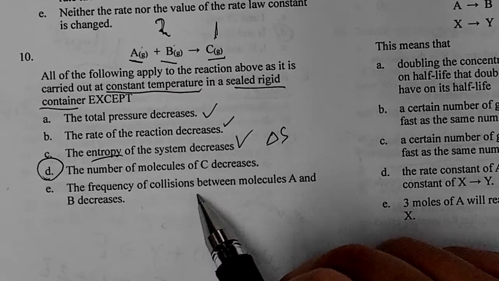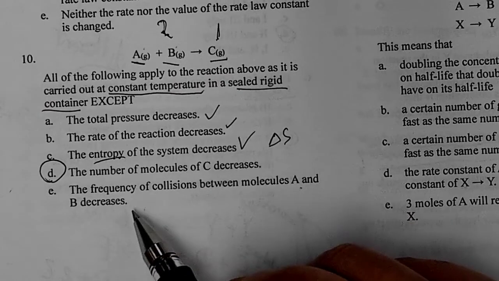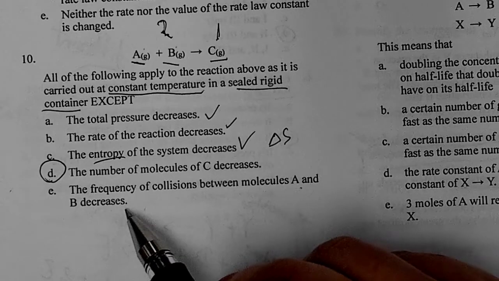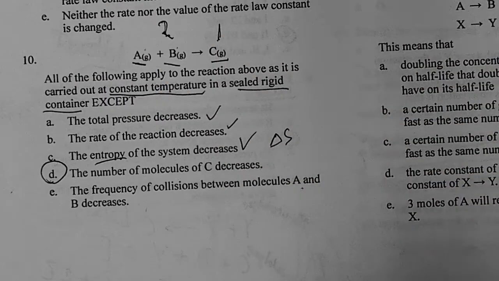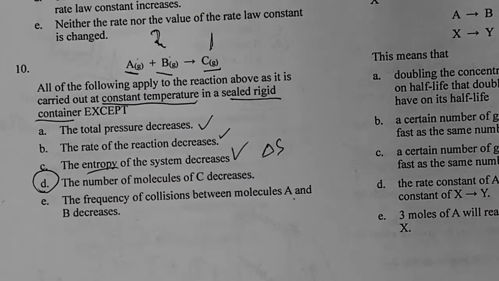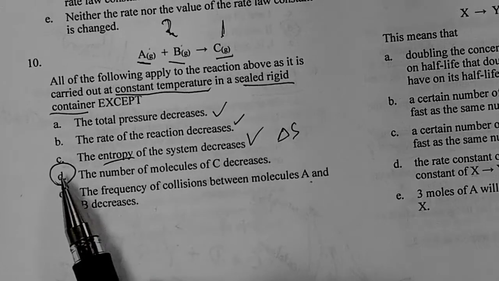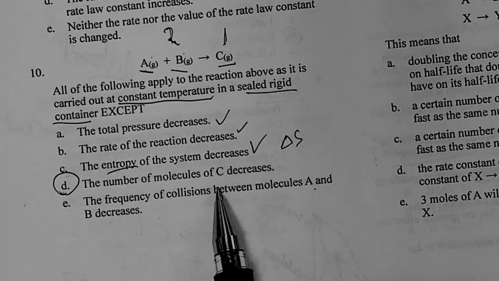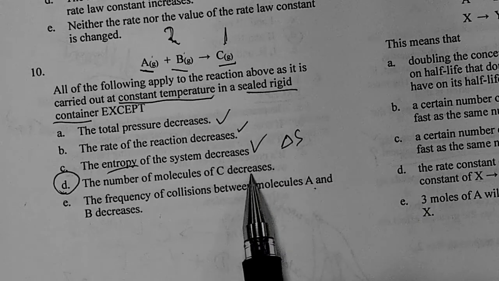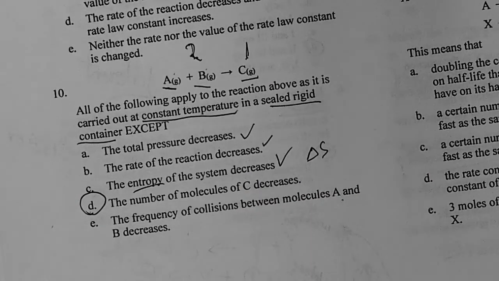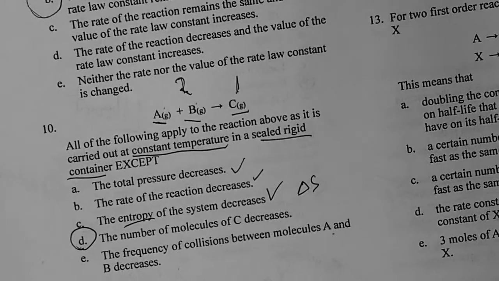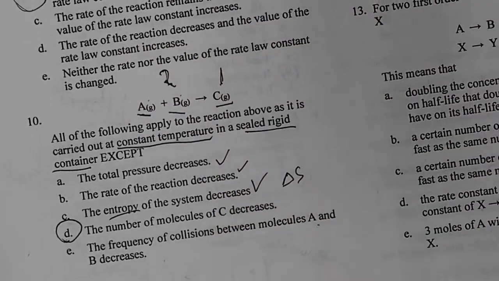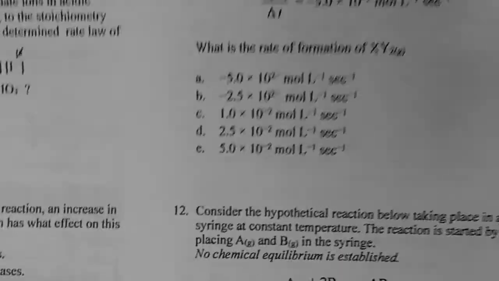Okay, the frequency of collision between A and B molecules is going to decrease. That's true too. As the reaction goes, there are going to be fewer of them, so less collision. So the only one that makes sense is D, and D is definitely false because as this reaction goes, I'm going to have more C, because it's a product, right? Unless you're playing it backwards. Unless this is reversible, then we can talk about it differently.